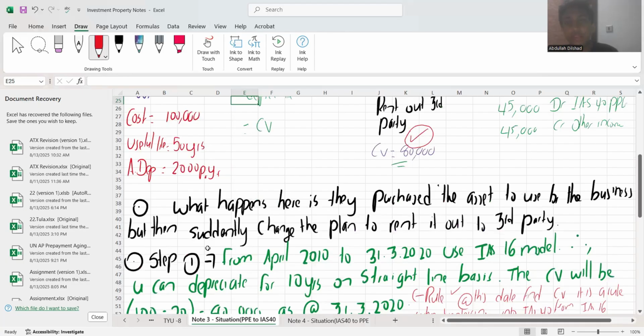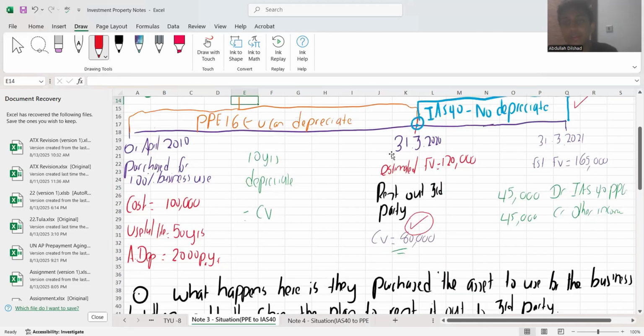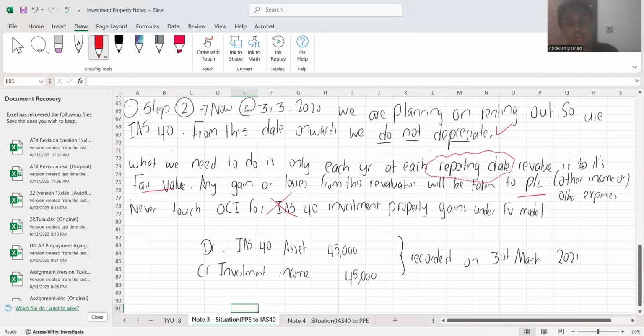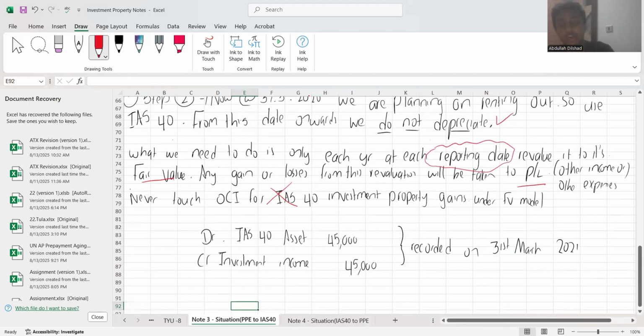On this date, your fair value was 120,000. On your year ending, which is 31st March 2021, your fair value is estimated to be 165. So there's a difference of 45,000, right? That 45,000 would be treated as your investment income under the heading of other income, right? You never ever go and touch your other comprehensive income.